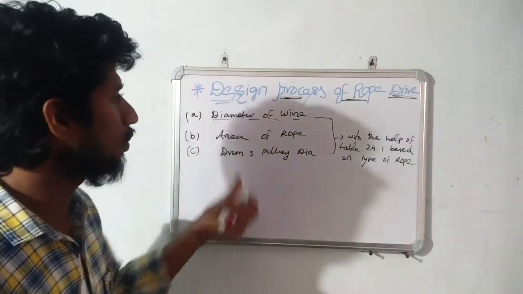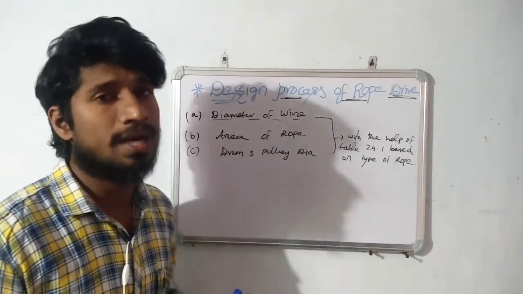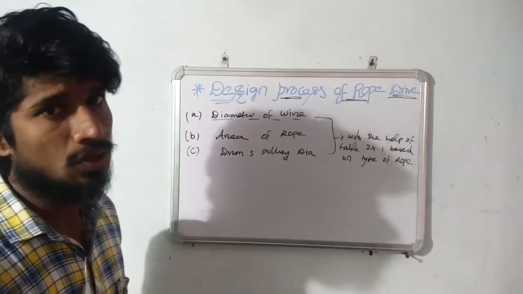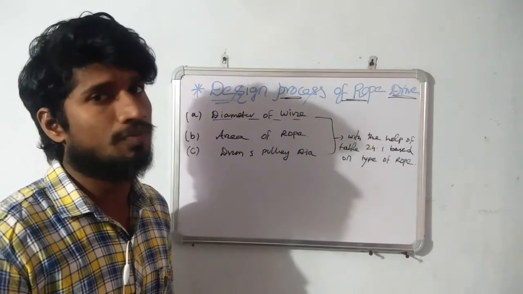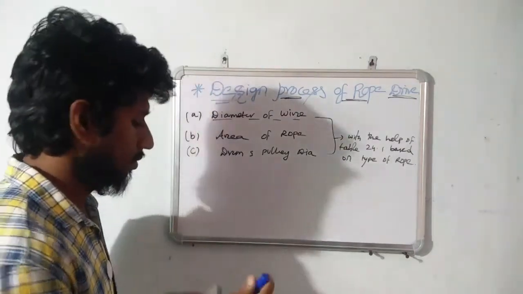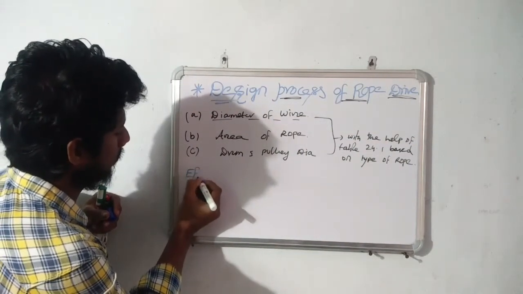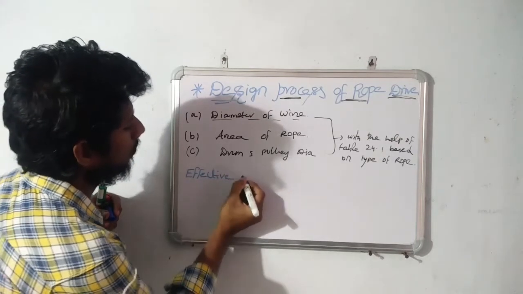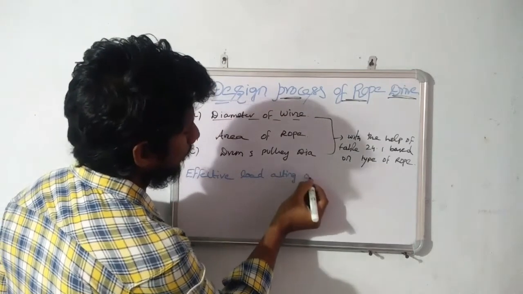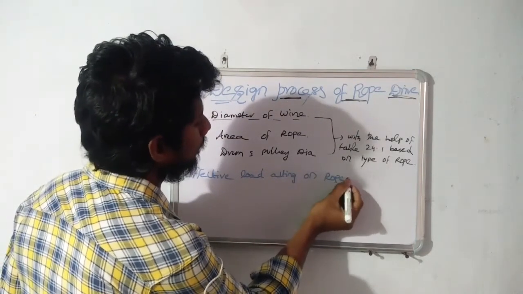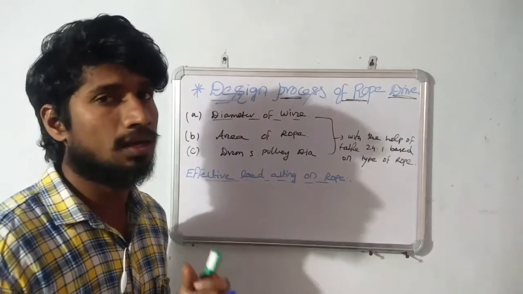And next, when we know the diameter of rope, as well as the area of rope and the drum and pulley diameters, when we know all these parameters, we are going to find out the remaining requirements of rope wire. Let's see what they are. Effective load acting on rope wire. It is the important step here, effective load acting on the rope wire.